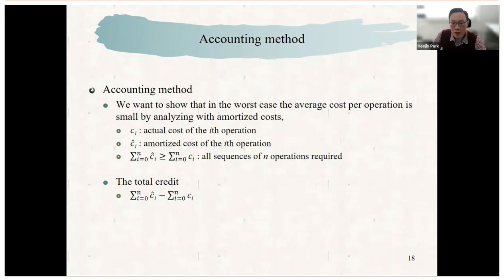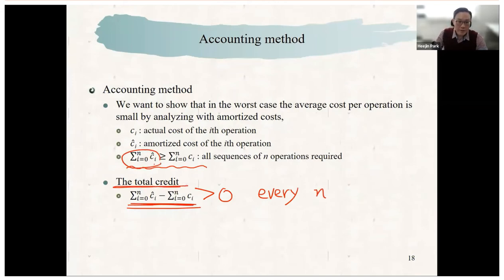We want to show that in the worst case, the average cost per operation is small by analyzing with amortized cost. So let c_i denote the actual cost of the ith operation. So this is actual, and c_i hat is the amortized cost of the ith operation. So we want to show that the summation of all amortized costs is bigger than the summation of all actual costs. Then this can be an upper bound of this. To show this, we will show that this difference is positive for every n. And this is called the credit. Okay?